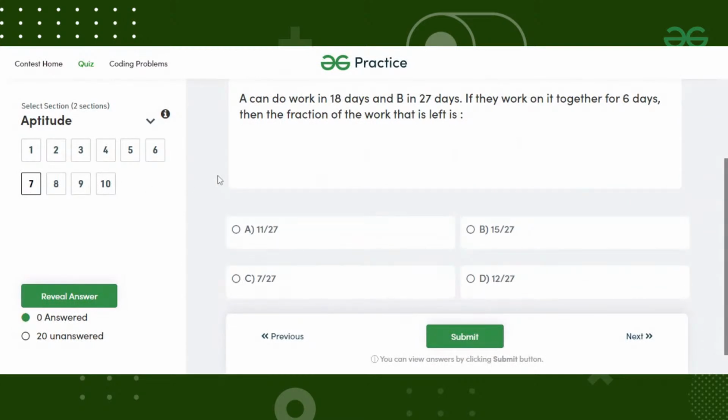Next, we have A can do work in 18 days and B in 27 days. If they work on it together for 6 days, then the fraction of the work that is left is.